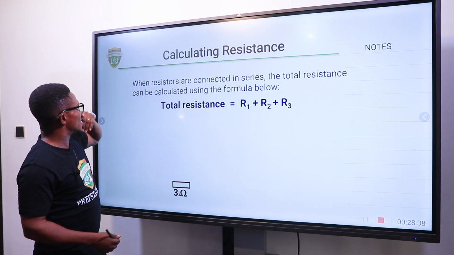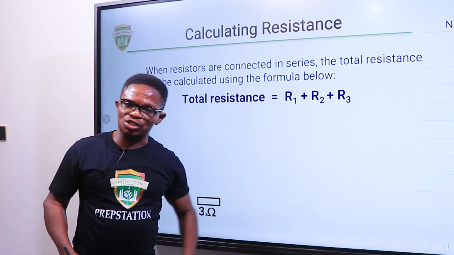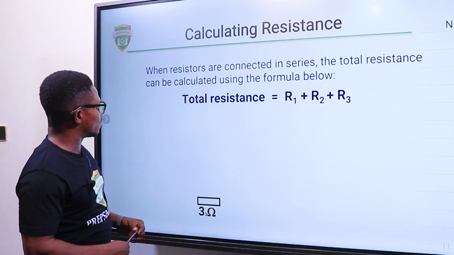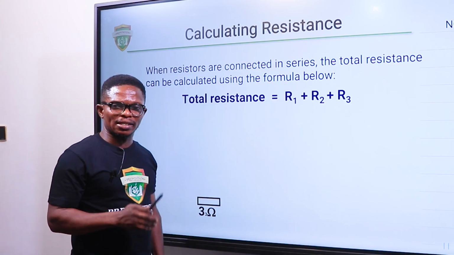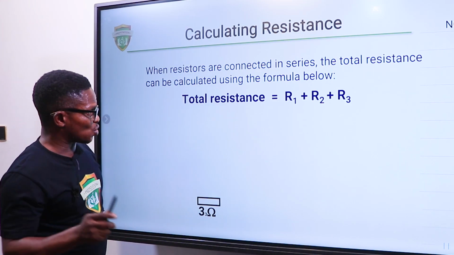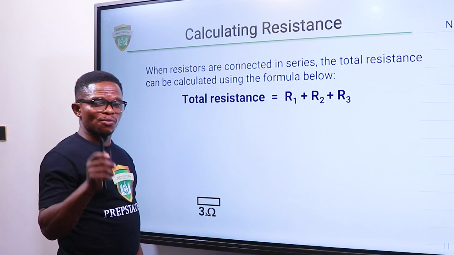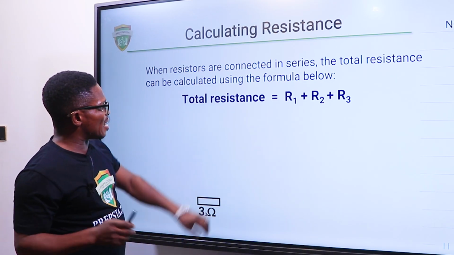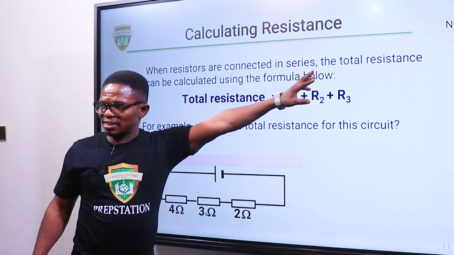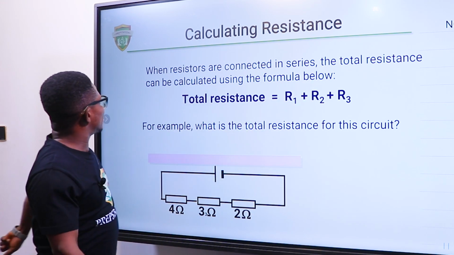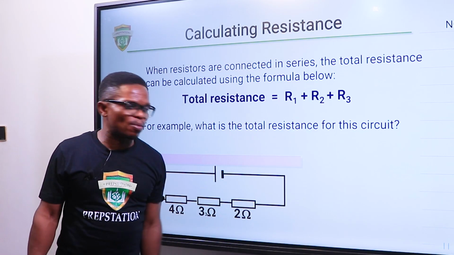So let's start with this. Now, when resistors are connected in series, let me quickly explain this. In an electric circuit, we have two ways that appliances can be connected. We have what is called a series connection, and then we have what is called the parallel connection, okay? When resistors are connected in series, the total resistance can be calculated using the formula below.